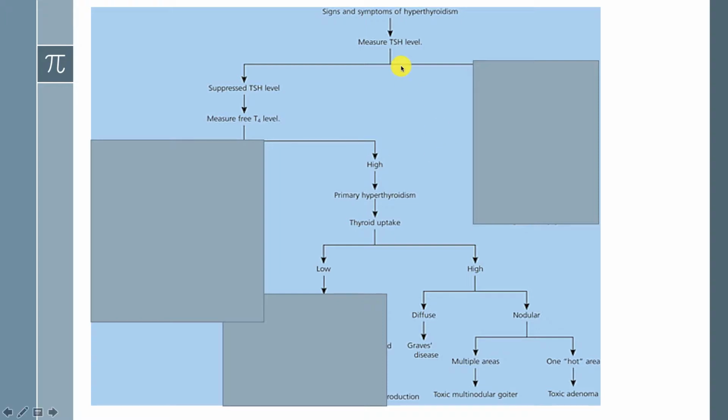So somebody comes in with hyperthyroidism, you measure their TSH level, that was suppressed. So you measure their T4 level. That's the first and second test. Your T4 is high. That means your thyroid is making too much hormone, right? So what do you want to do? You want to find out if it's actually your thyroid that's making it. How would you find out if your T4 is coming from your thyroid versus if you're taking, for example, medication?